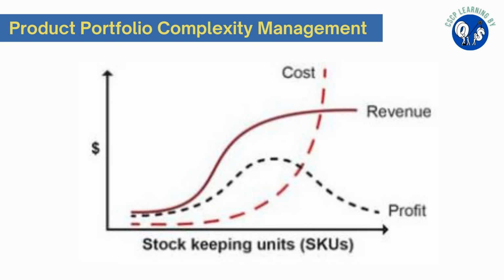As you can see in the chart on the screen, initially increasing SKUs can boost sales and profit, but as costs rise, profits may decline. Additionally, an excessive number of SKUs can lead to marketing confusion and internal competition among products.